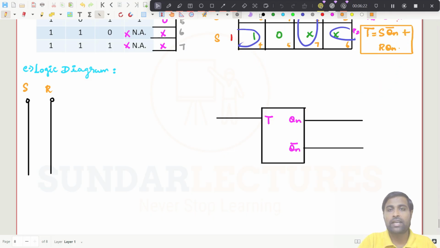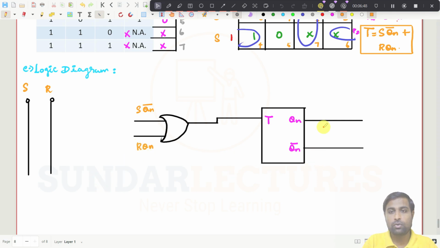You need one OR gate. That output should be connected to T. So that is the idea. So this should be connected to T, and you have two inputs now. So what is the first one? It should be SQN bar and then RQN. These are the two inputs you need, right? So all the terms you have here itself.